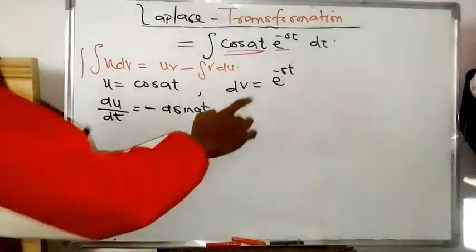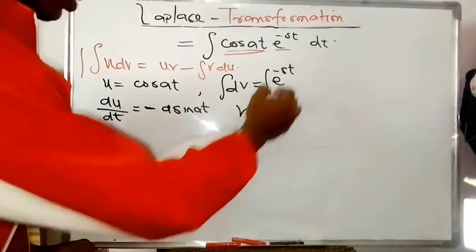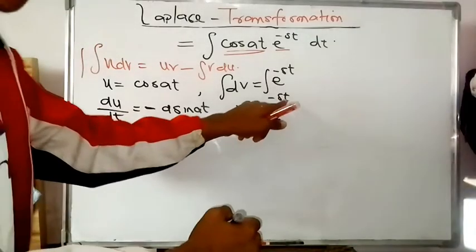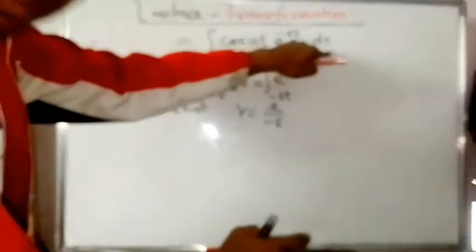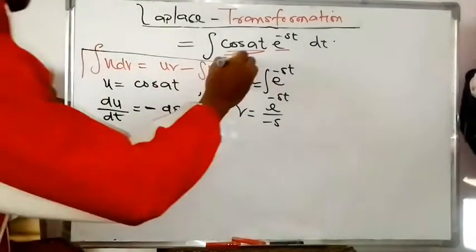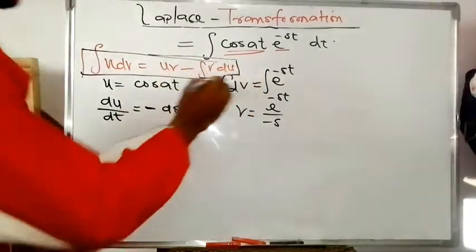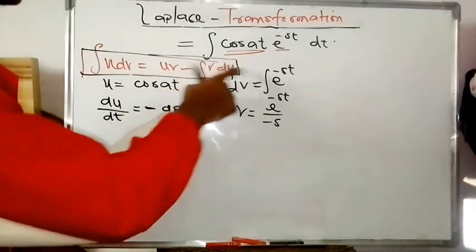Now integrating dv, v is equal to e^(-st) divided by minus s. We are integrating it with respect to t. Don't forget, t is our independent variable. So now this is what we have. We are going to be substituting what we have into the integration by parts formula, which says the integral of u dv is equal to uv minus the integral of v du.